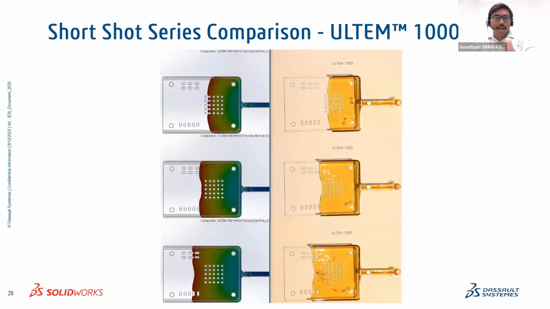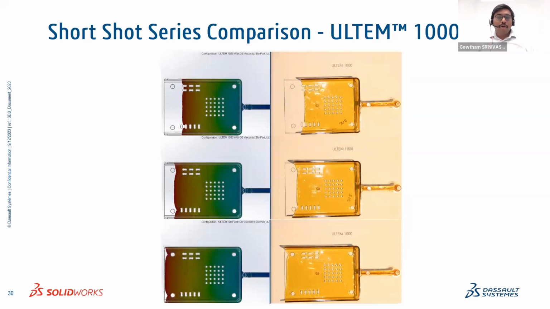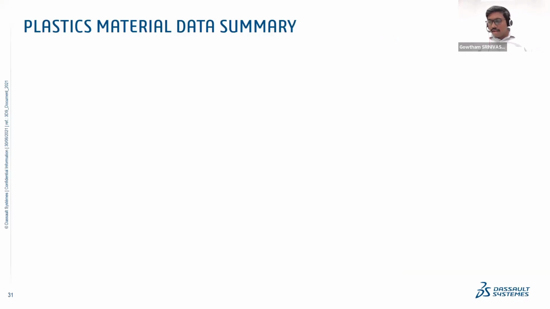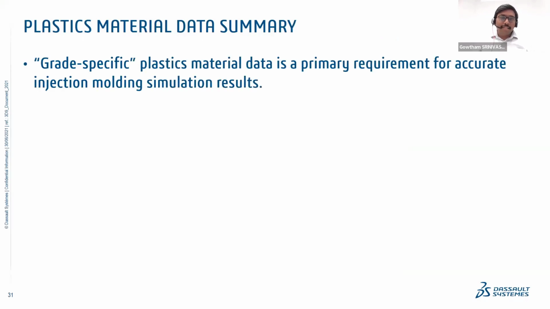Going further, now the polymer has reached around 50 percent of the time, and you can see, when it reaches the through holes or the core pin areas, how the profile of the polymer looks. You can see the exact match between the lab test results and the software results. So materials play a major role. It is not like taking a common material and testing data. It needs to be grade specific.